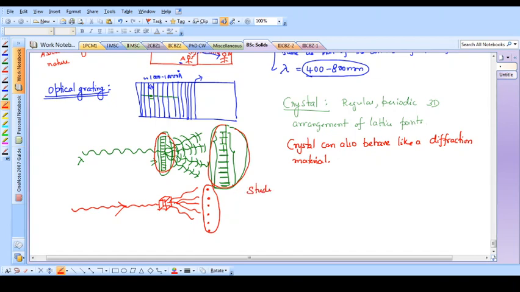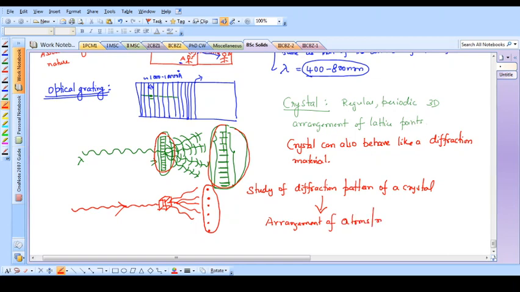Okay, so let me write: study of the diffraction pattern of a crystal gives information about the arrangement of lattice points, that is atoms, molecules or ions in a crystal. It gives us not only the arrangement, it also tells us the type of atoms, molecules or ions in the crystal.